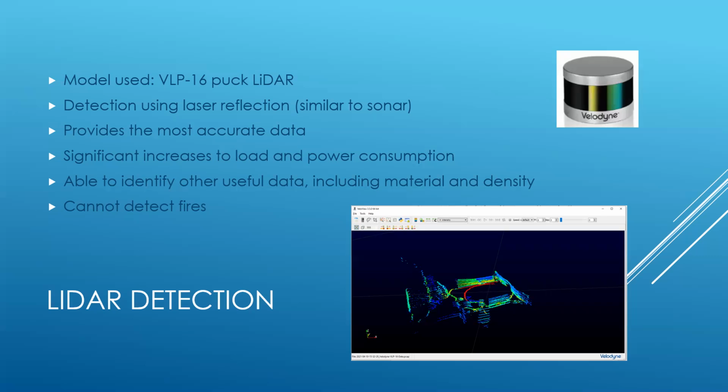LiDARs do not detect fires because they do not significantly reflect or refract the light of the laser. For projects in which the inability to detect fire becomes an issue, an infrared sensor is used in coordination with the LiDAR. The LiDAR provides data more accurately than other leading vision-based hardwares. This comes at the cost of increased load and power consumption for the UAV. The image shown here depicts the form in which data is made available. We're able to view a grid of points in which the intensity varies based on the objects being reflected.